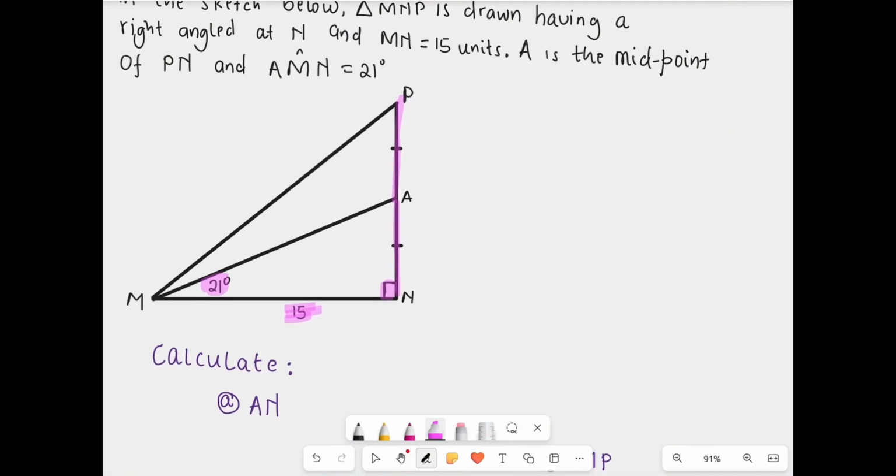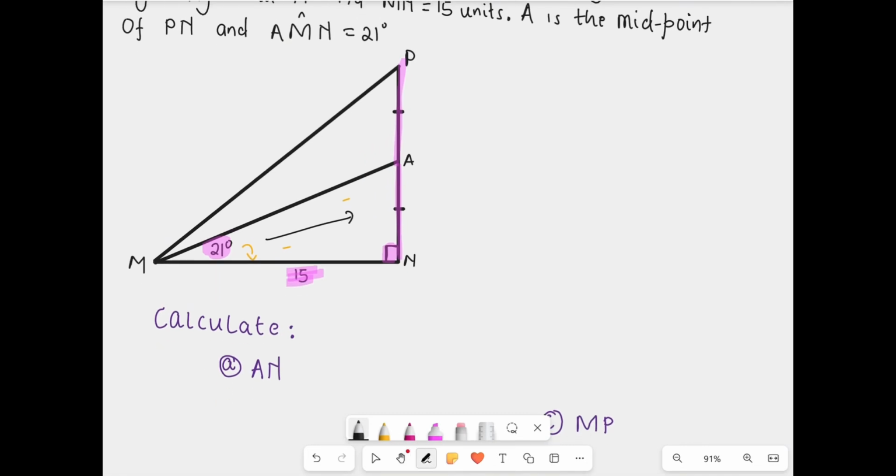The first question here, we are required to calculate AN. What is the length of AN? To calculate AN, we can see in triangle MAN, this triangle here, from the angle that we are given, we have the adjacent side, and the side that we are looking for, which is AN, is opposite.